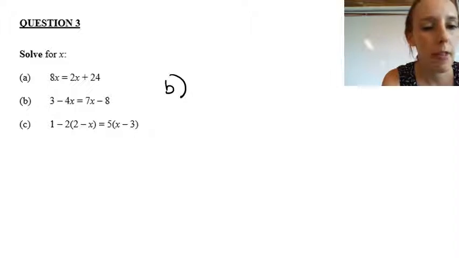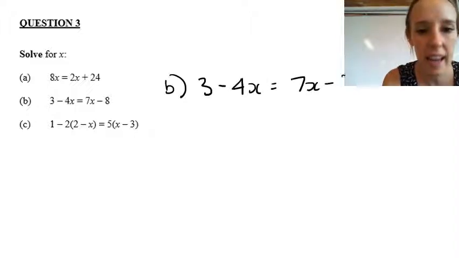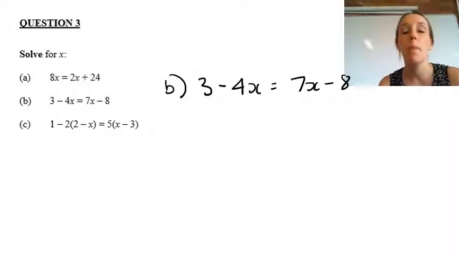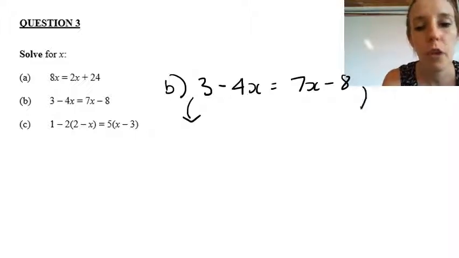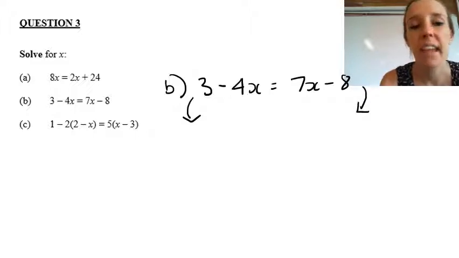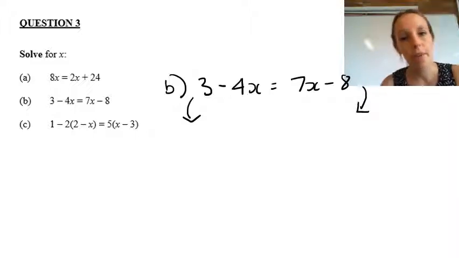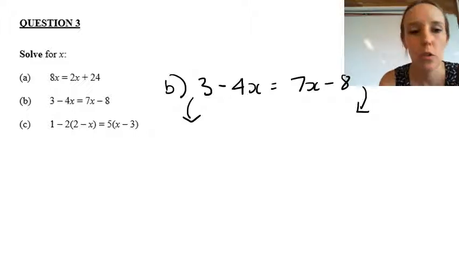Okay, so for B, I've got 3 take 4x equals 7x take 8. So again, I've got variables on both sides of the equation, and I don't want that. So it's up to you which one you move. As usual, I'm going to move that take 4x because it's the smaller one, and I don't like working with negatives if I can avoid it, but you can do it either way and it's fine.